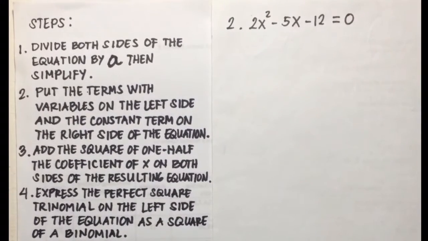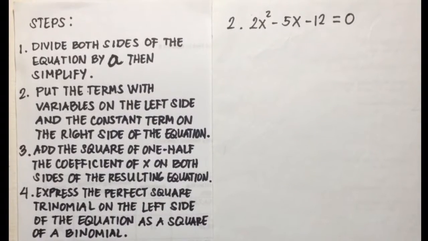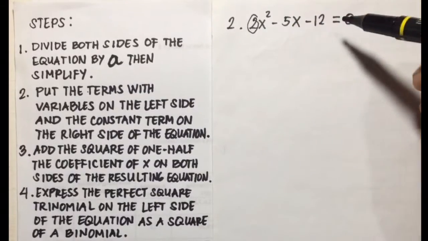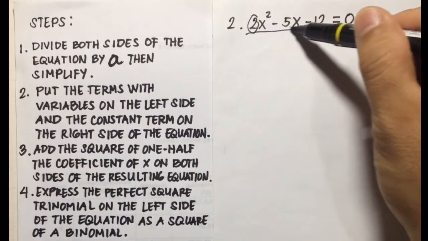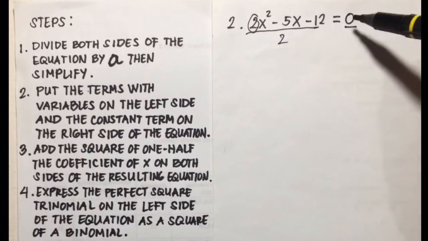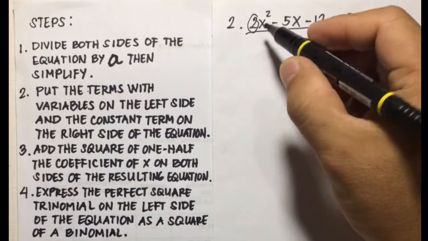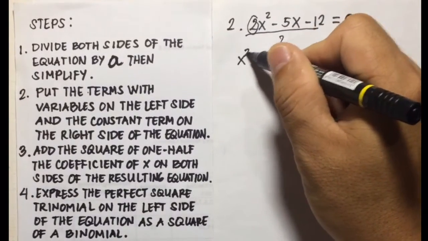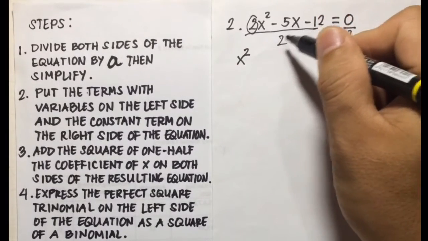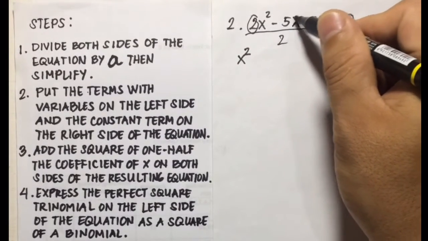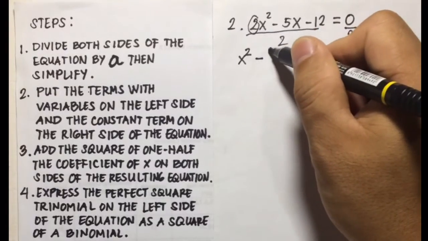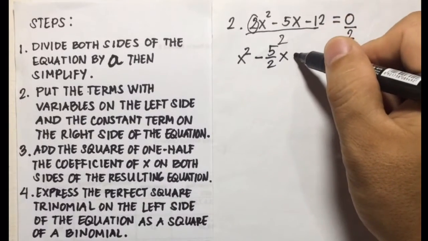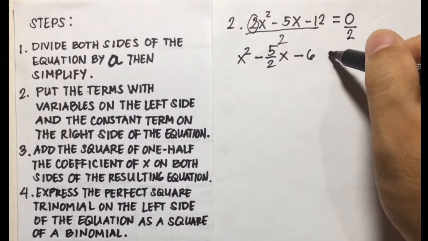So first step, you're going to divide both sides of the equation by a, then simplify. Now a here is equal to 2, so we're going to divide both sides by 2. So this will be divided by 2, and this will be divided by 2. So the answer here will be 2x squared divided by 2 is x squared. The negative 5 over 2 divided by negative 5x over 2 equals negative 5 over 2x. The negative 12 divided by 2 is negative 6. 0 divided by 2 is 0.